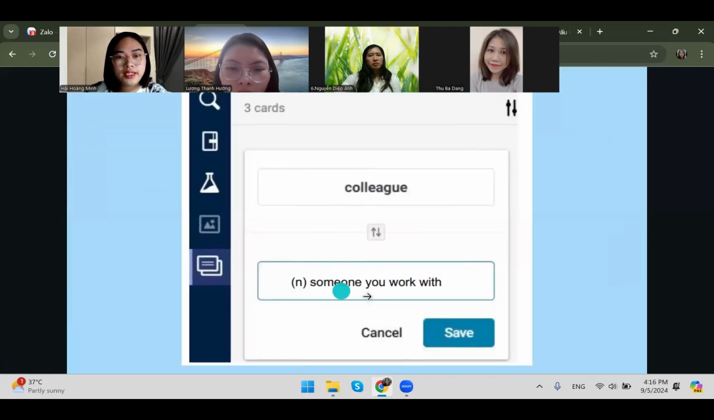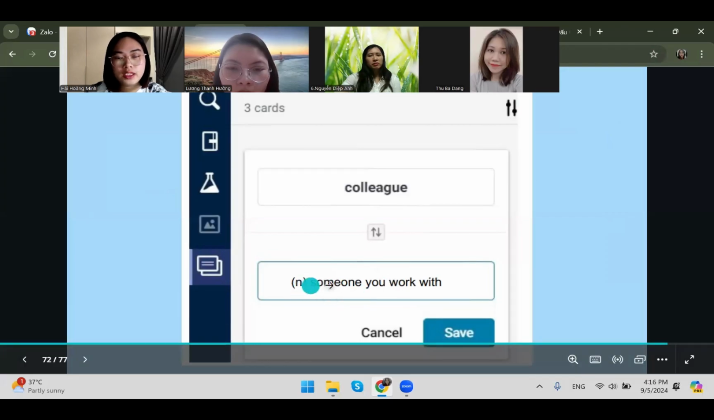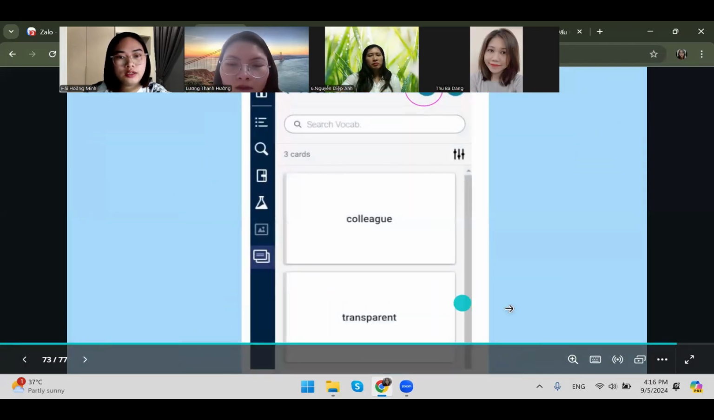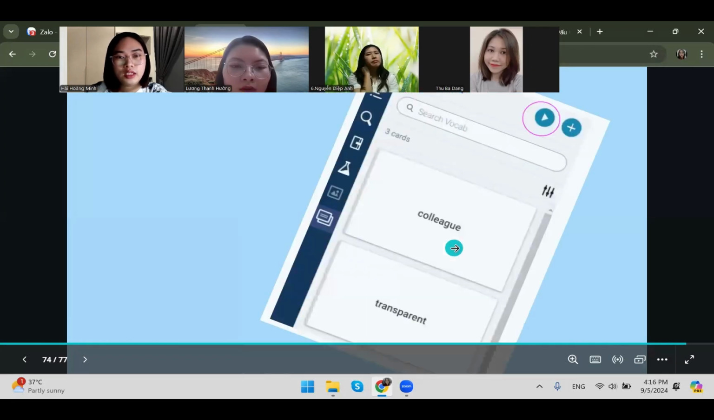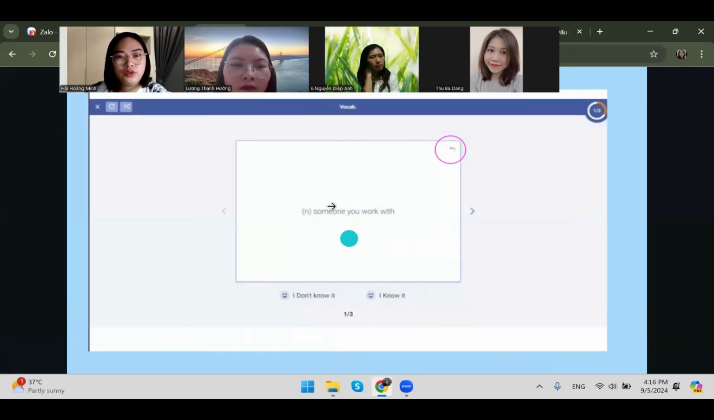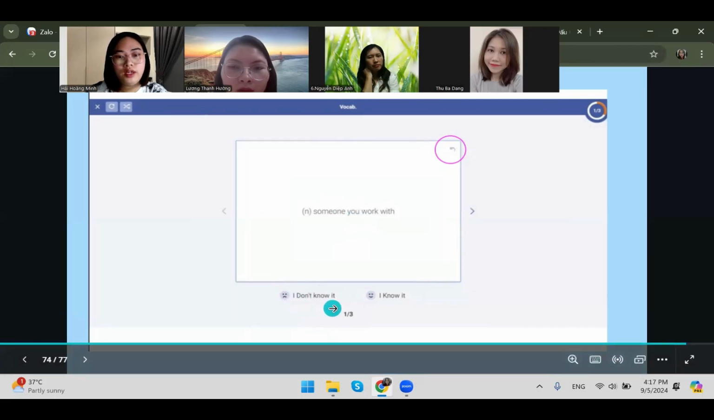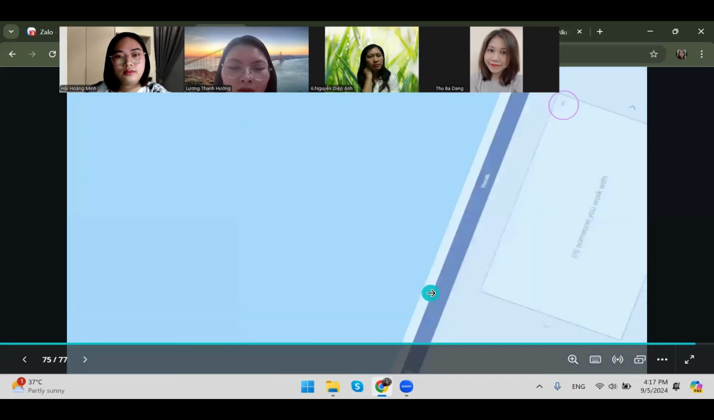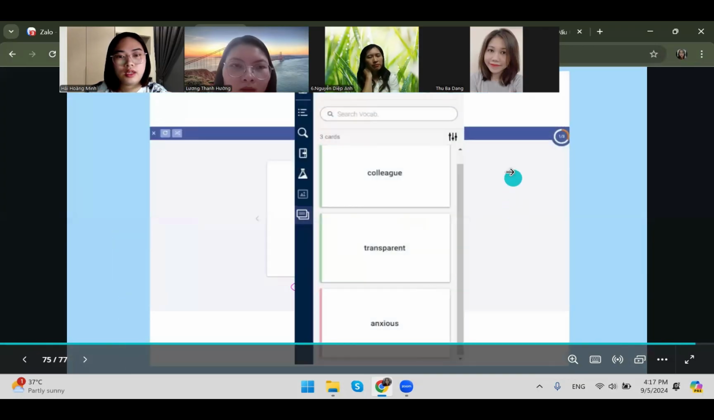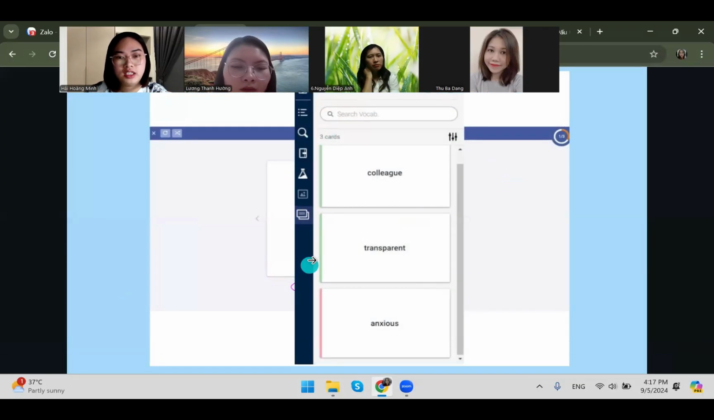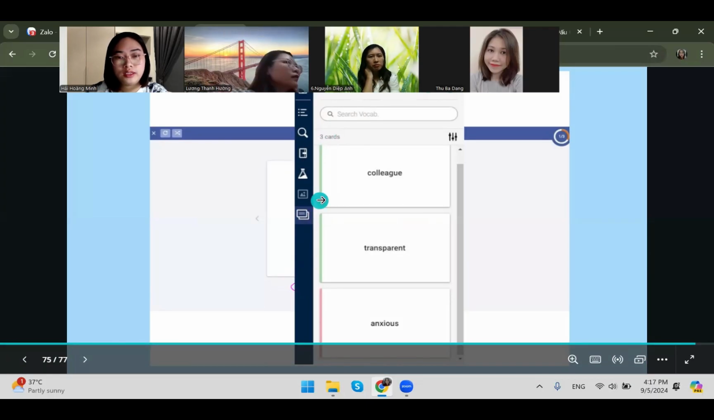Okay, there are the meanings and the type of words. This app can help you to find the synonyms and antonyms of the word. If you review one word, you can check whether you remember or not. You can tick here, I don't know it, or I know it. Okay, this is the test, the exercise for you to review the word.